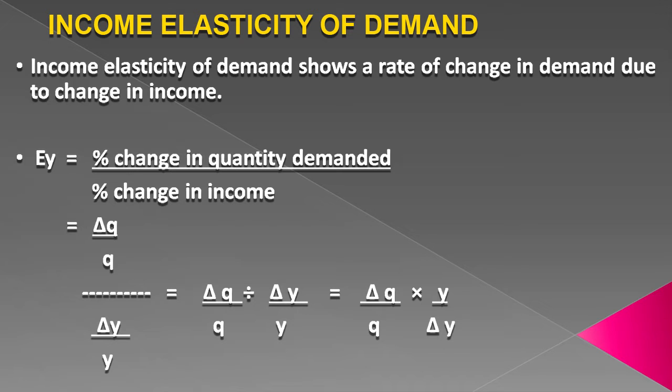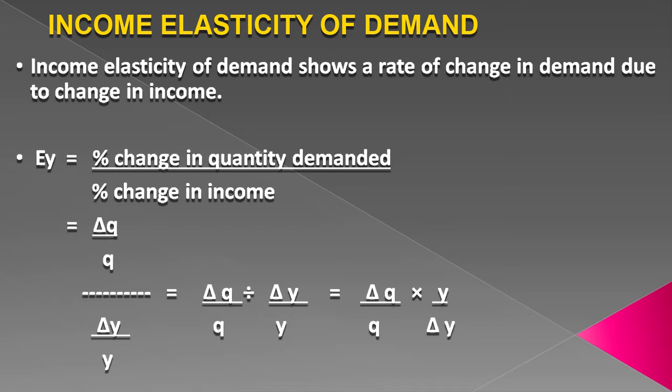And we write it like EY. E stands for elasticity, Y stands for income. EY equals percentage change in quantity demanded divided by percentage change in income. Mathematically, we write it as delta Q by Q. By delta Q by Q, we mean to indicate percentage change in quantity demanded.